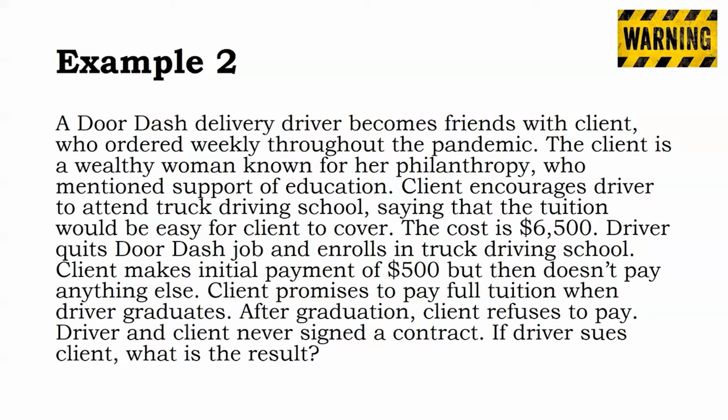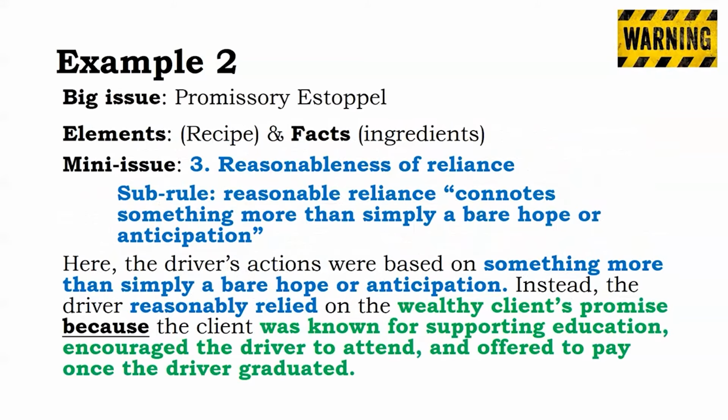The client promises, though, to pay the full tuition when the driver graduates. After graduation, the client refuses to pay. Driver and client never signed a contract. If driver sues client, what is the result? Okay? And hopefully from our contracts class, we know that this is a promissory estoppel issue, and we're going to briefly jot down what the rule is. Reasonable reliance, we're focusing on element 3, reasonableness of reliance, and it connotes something more than simply a bare hope or anticipation. Those are the law words that we are going to use in this mini IRAC paragraph.